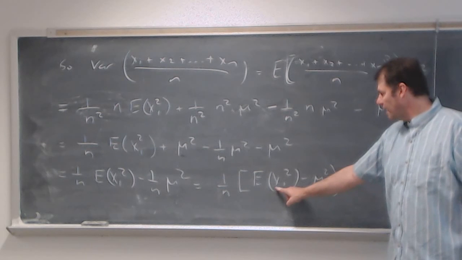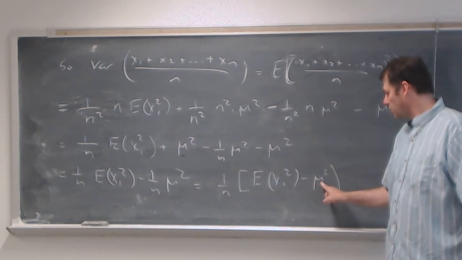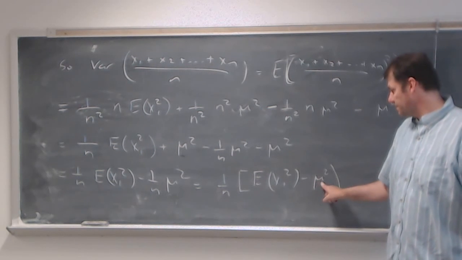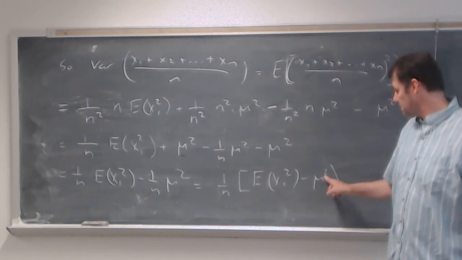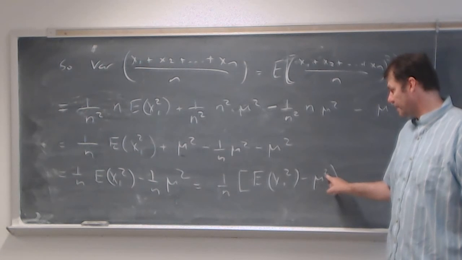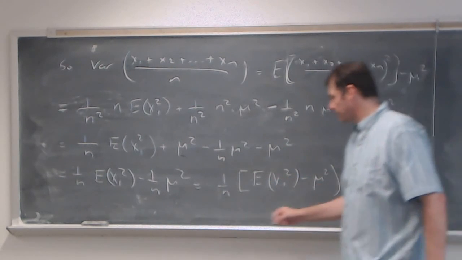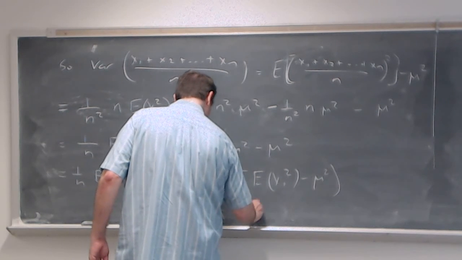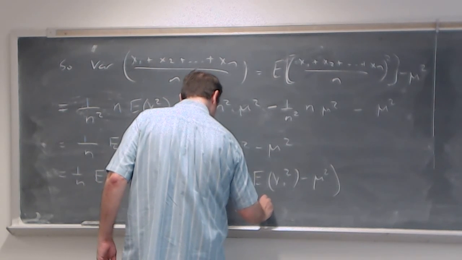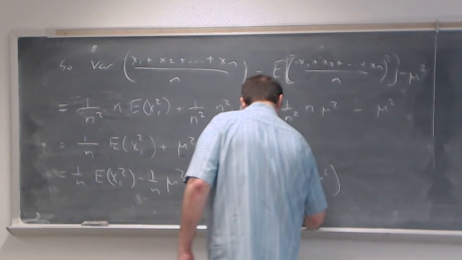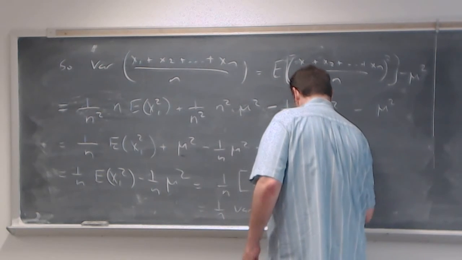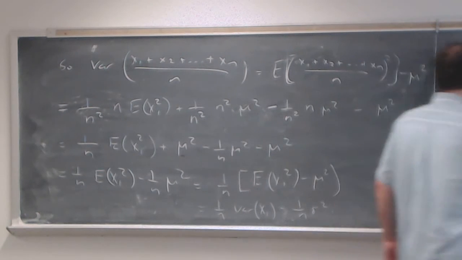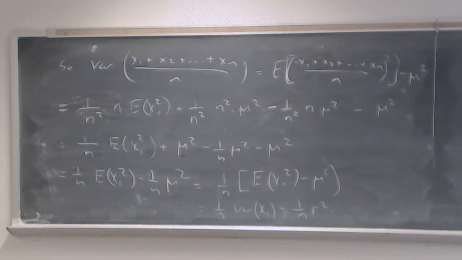But first of all, what was mu? Mu was the expected value of each random variable. So this could be thought of as the expected value of x sub 1, and then we're squaring it. So this quantity right here is nothing more than the variance of x sub 1, which is equal to 1 over n times sigma squared. And so we're assuming that's finite, it's not more.